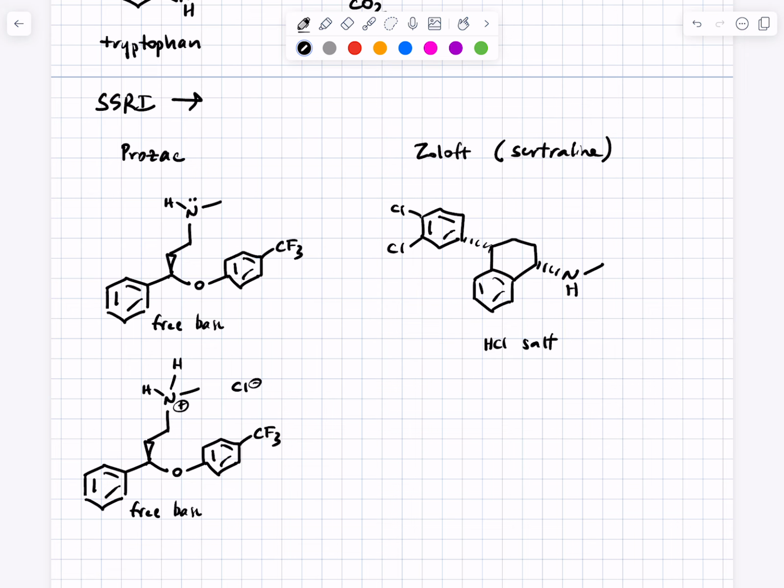The reason people do that for drug molecules is often the amine form, the free base form, is less soluble in water than the hydrochloride salt. The hydrochloride salt is often crystalline. It's easier to formulate, package into pills, and transport.